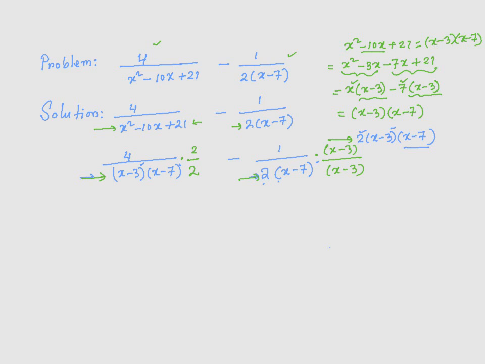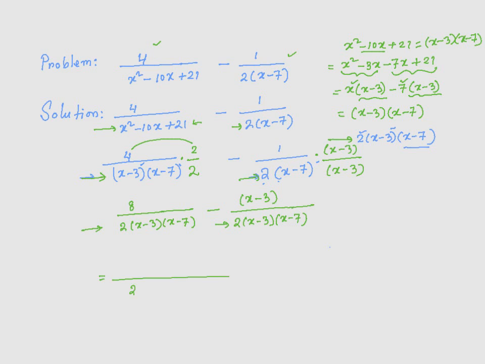Now I can combine the two rational expressions. 4 times 2 is 8. So it's going to be 8 over 2 times x minus 3 times x minus 7. Then minus x minus 3, remember it's inside the parenthesis, divided by 2 times x minus 3 times x minus 7. Now I have the same denominator, so it's like I'm comparing apples to apples, so I could write it as a single term: 2 times x minus 3 times x minus 7 in the denominator, then 8.